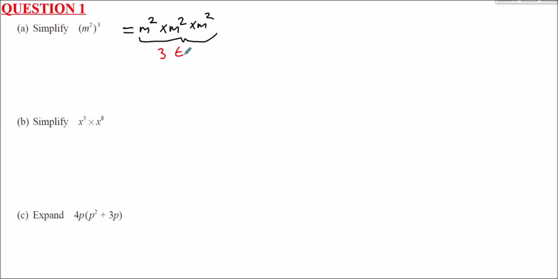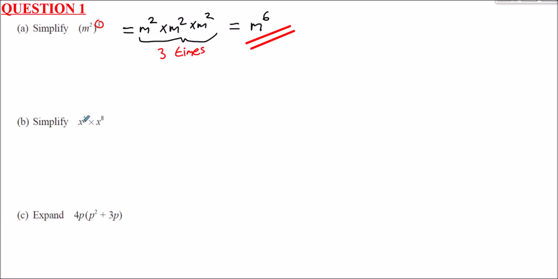The reason it's 3 times, and the reason I'm doing it the long way, is to emphasize this law. When you have 2 powers next to each other, it's 2 times 3. m times m times m times m times m times m. The new power is m to the power 6. It's a very common mistake to do 2 plus 3, which is 5, but no, the power of m needs to be 6.